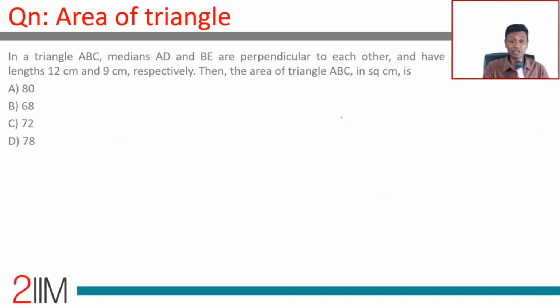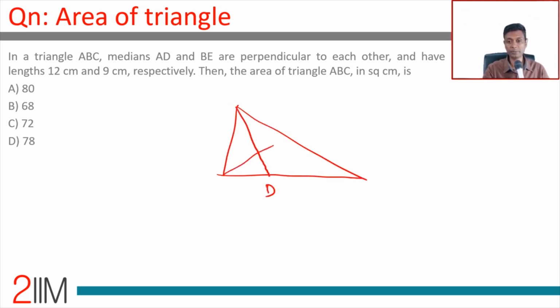In a triangle ABC, medians AD and BE are perpendicular to each other, so AD and BE are at 90 degrees, and have lengths 12 centimeters and 9 centimeters respectively. AD is 12, BE is 9. Again, wonderful question, the question I properly struggled with. And so, how do we do this one?